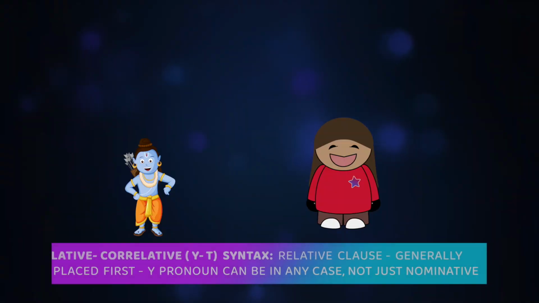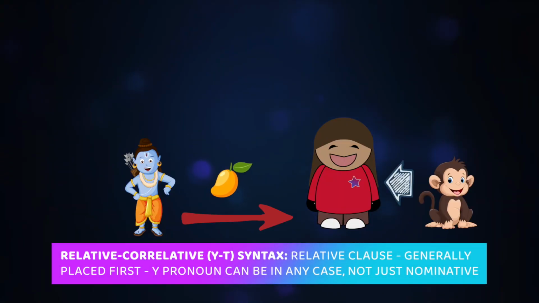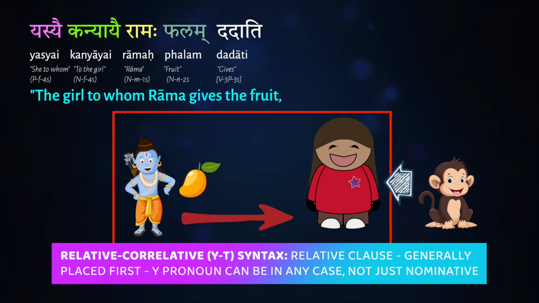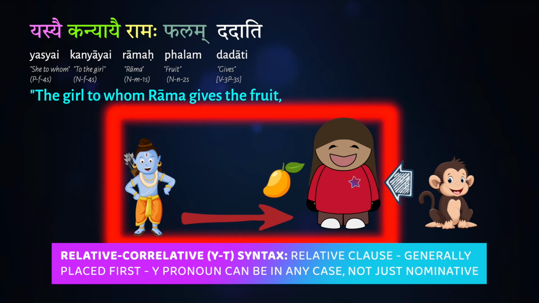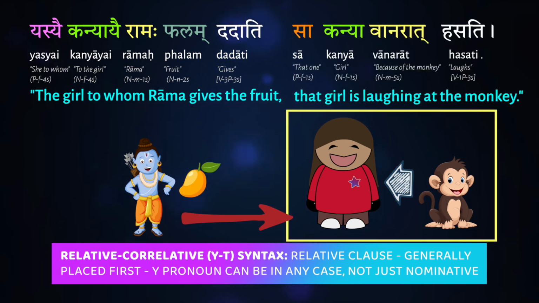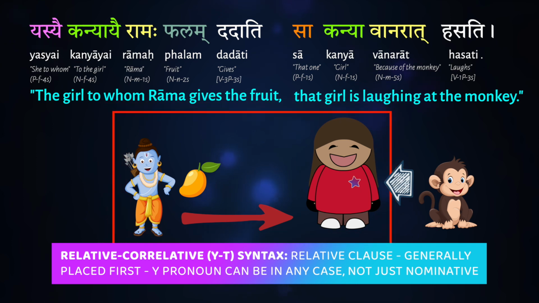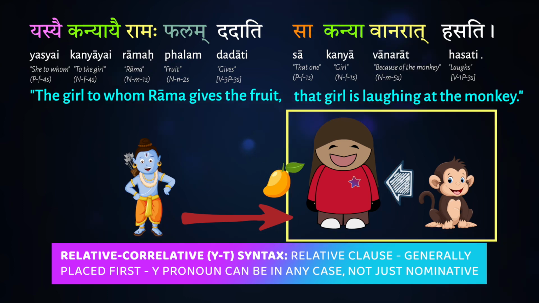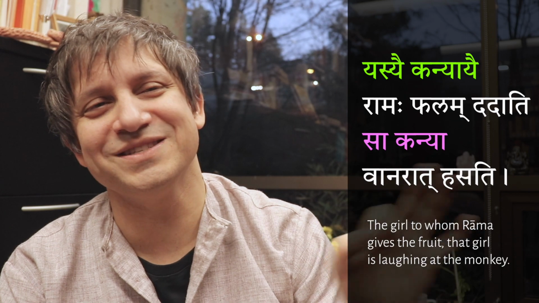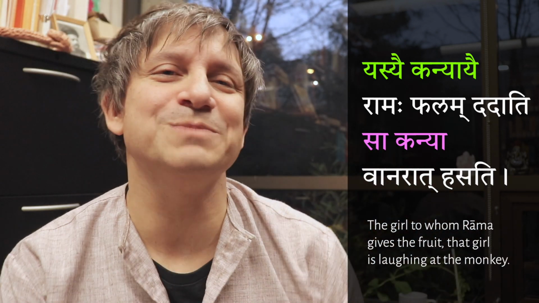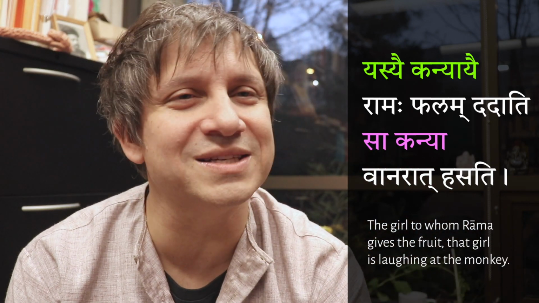So let's say Rama is giving the fruit to the girl who is laughing at the monkey. Right? Then the first clause would change to Yasyai kanyayai Ramaha phalam dadati sa kanya vanarat hasati. Right? The basic translation of this would be the girl to whom Rama is giving the fruit, yasyai kanyayai. That girl, sa kanya, is laughing at the monkey. Right? So notice it sounds very wonky in English, but in Sanskrit it's an extremely elegant sentence.